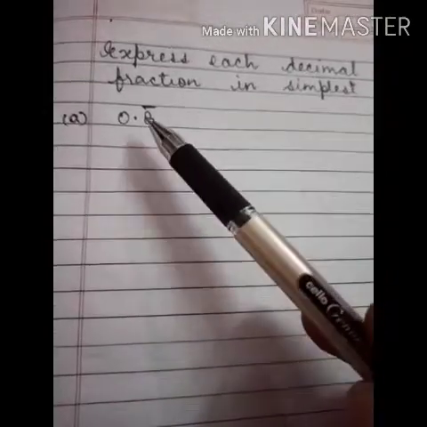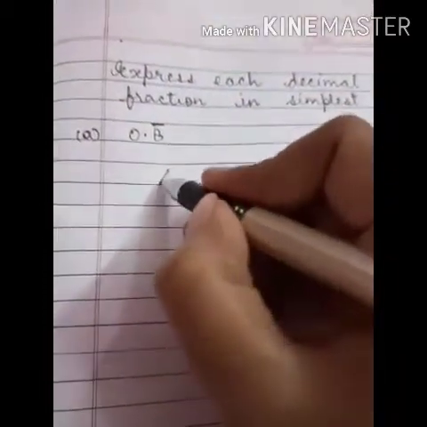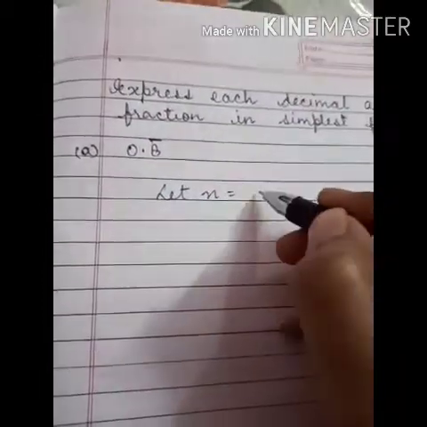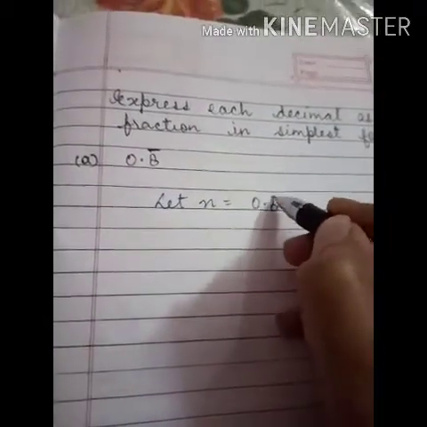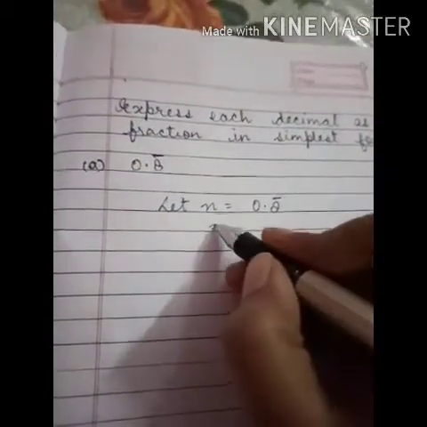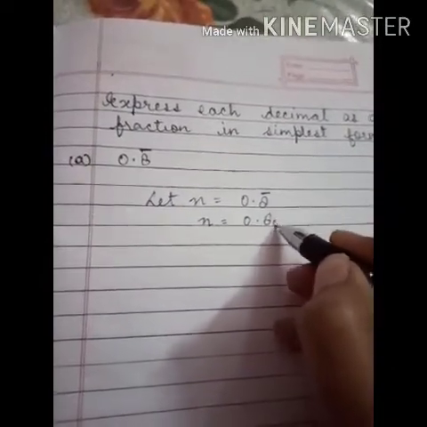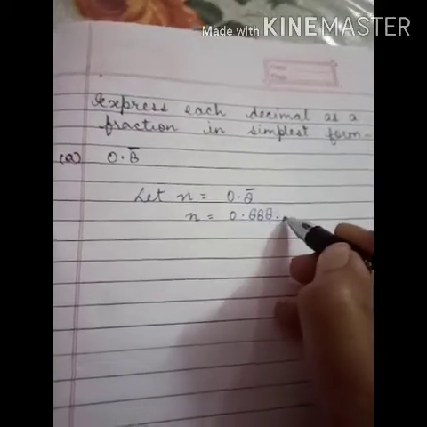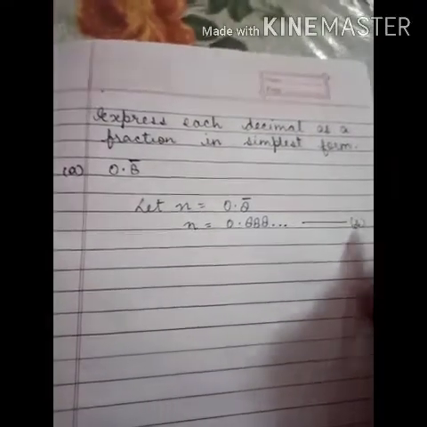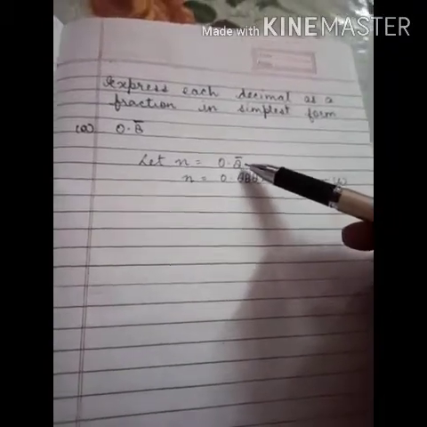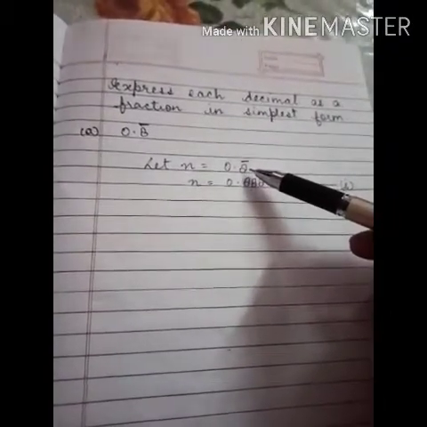0.8 bar. This is a repeating decimal. So our first step is let n equal 0.8 bar. We can write it like this also: 0.88 and so on. Say this equation 1. Since there is one digit in the repeatant, that is 8, we multiply equation 1 by 10.